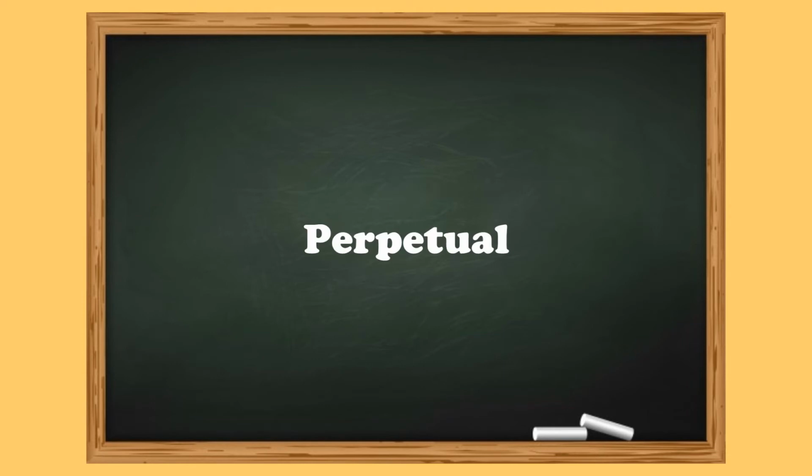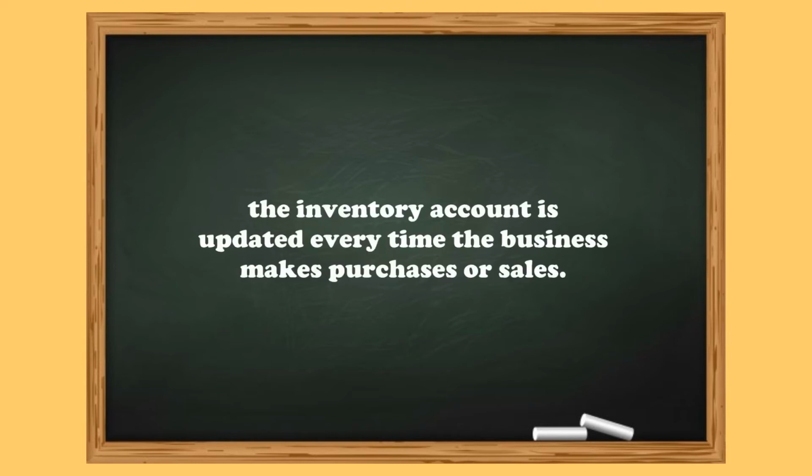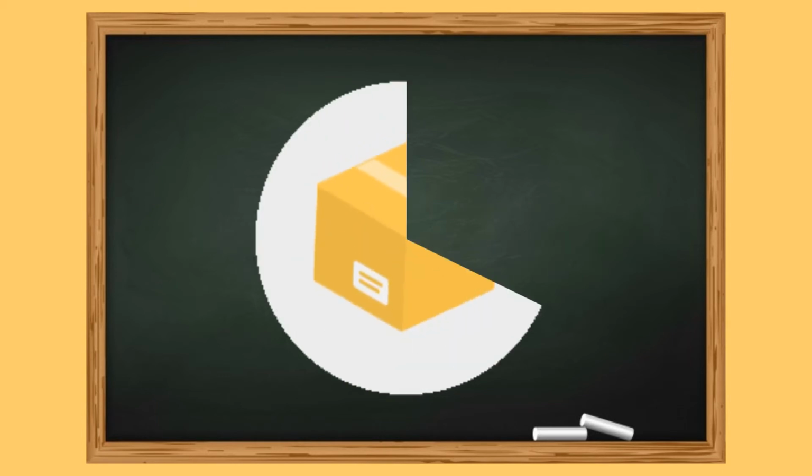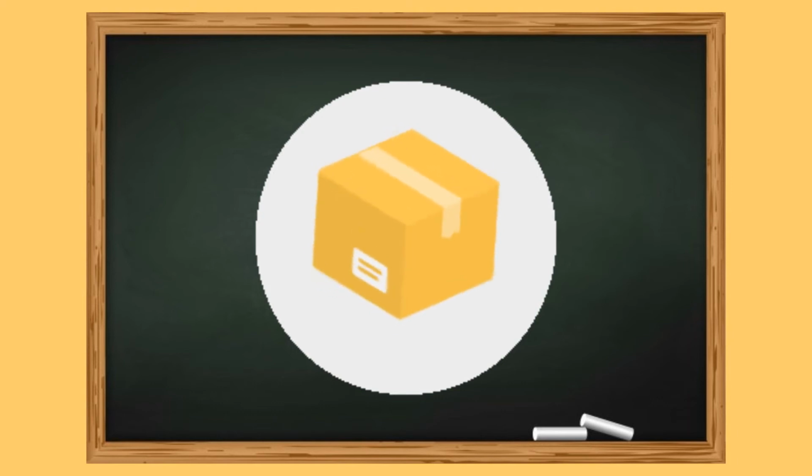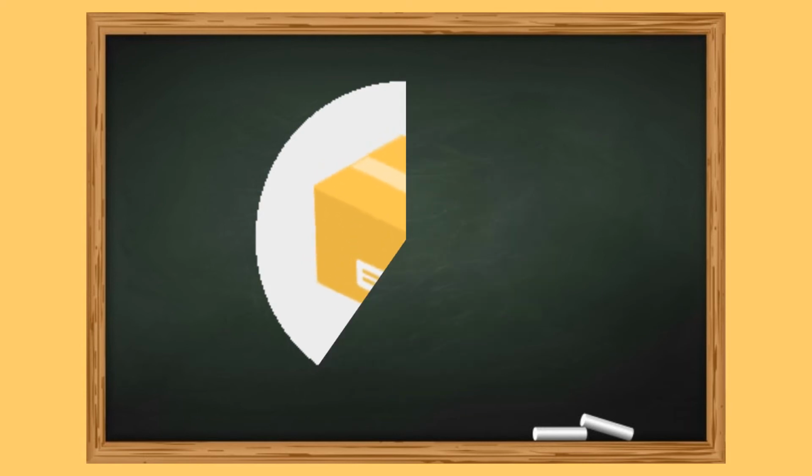The word perpetual means continuous or never-ending. Hence, the perpetual inventory system is defined as such because the inventory account is updated every time the business makes purchases or sales. This gives an impression that the inventory account runs a continuous or running balance of the goods on hand. Cost of goods sold is also updated in each purchase or sale transaction the business makes.